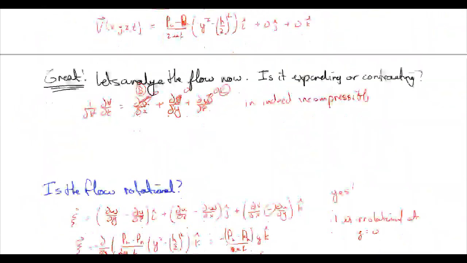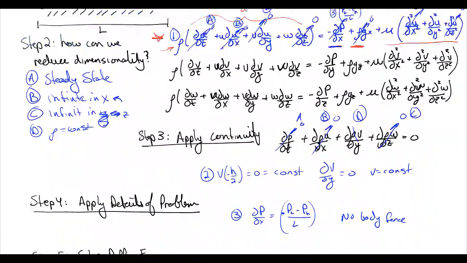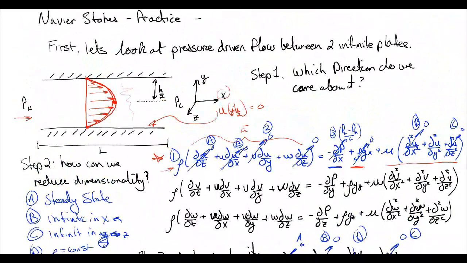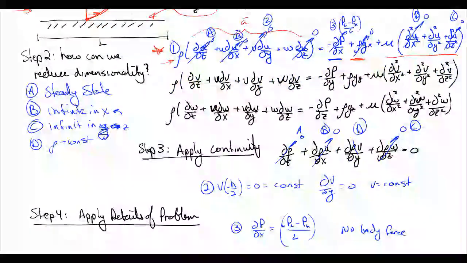Yep, so the things we can change: geometry, boundary conditions, and things like pressure gradients and body forces. Outside of that, there's not a whole lot we can change on Navier-Stokes and have it still be solvable.